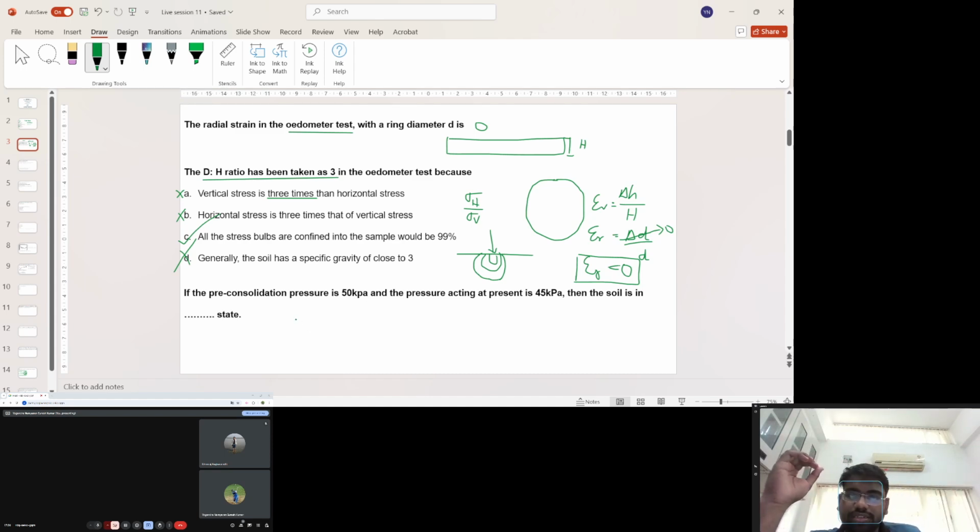It is defined as OCR, over consolidation ratio, which is the past pressure, that is the stress experienced in the past, the pre-consolidation pressure, divided by the present pressure. Here it is 50 by 45, which is greater than 1, and hence it is over consolidated clay. So this is in OC state. Understood?